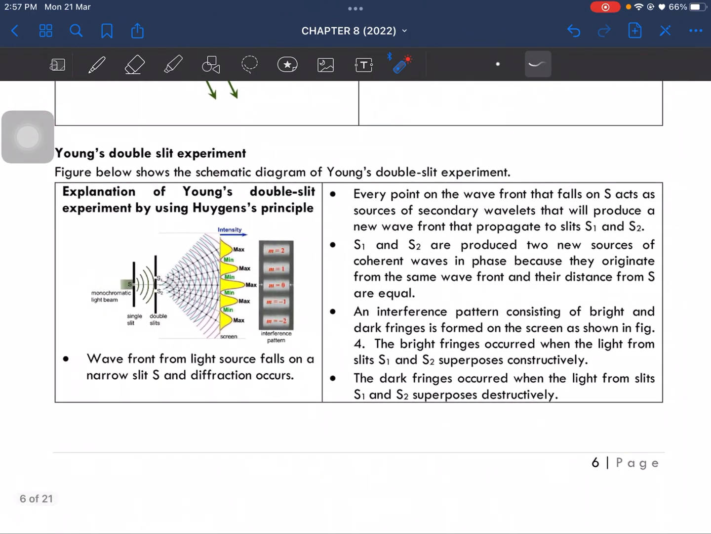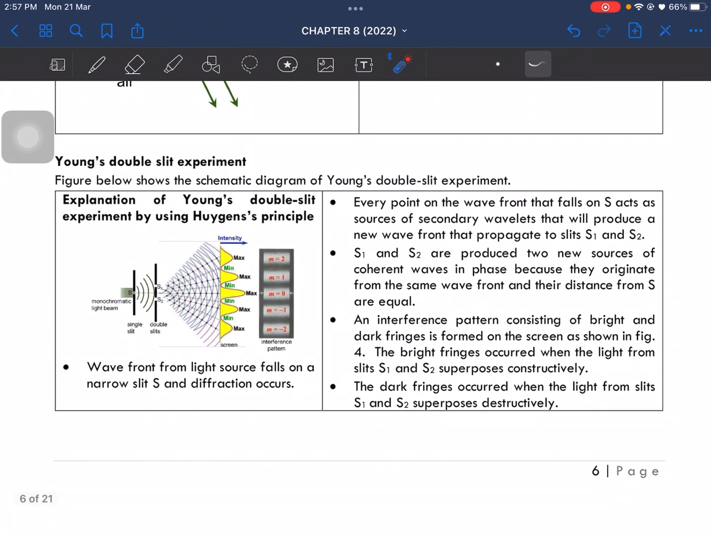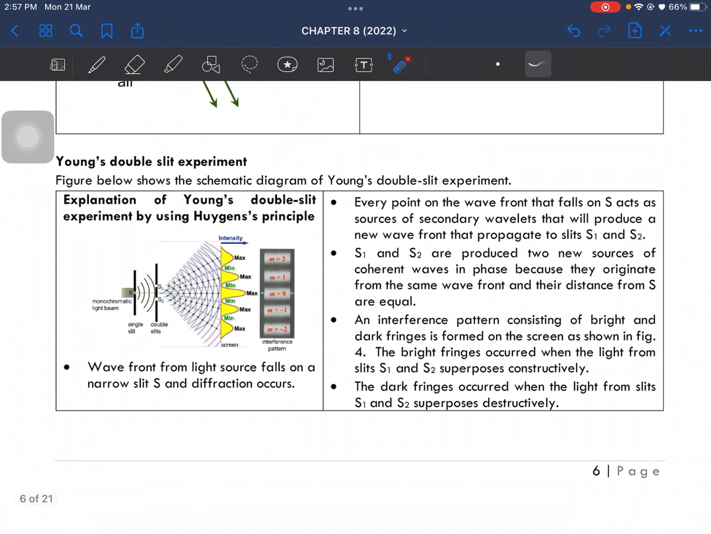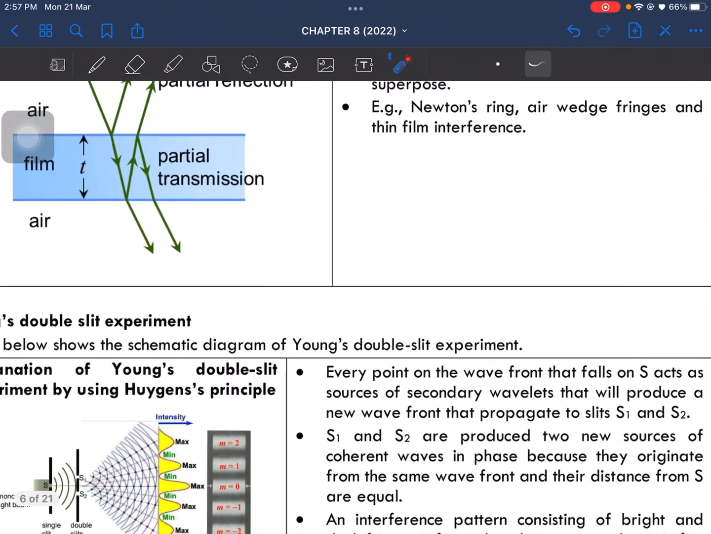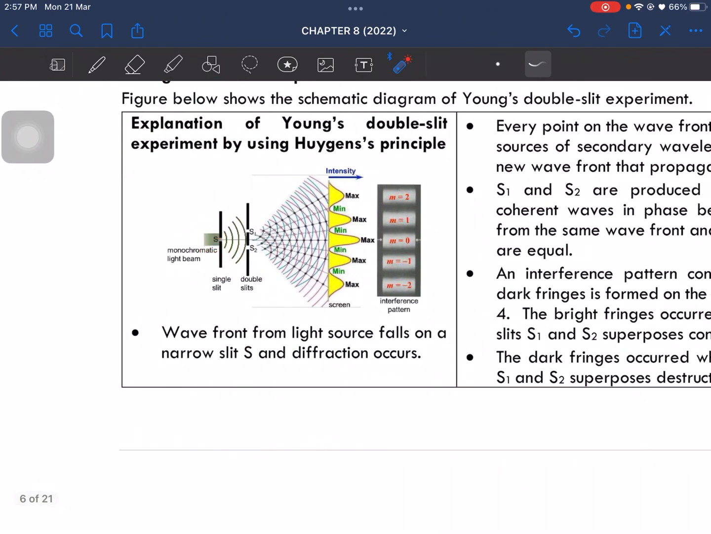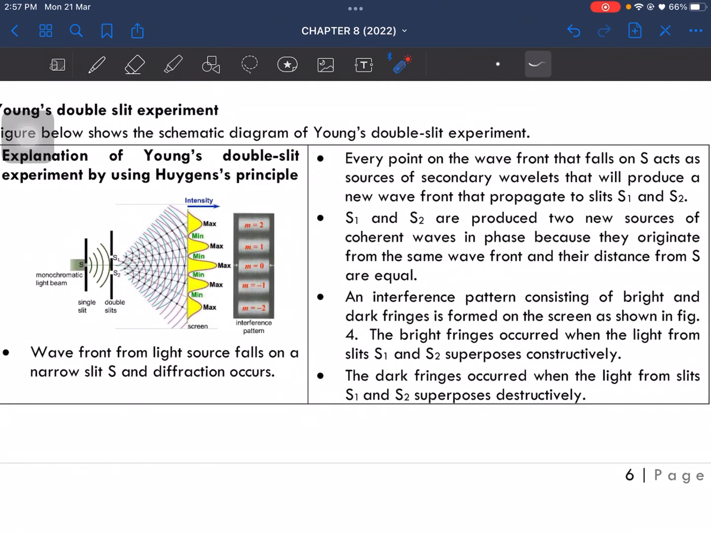If you took physics, you will remember this experiment, which is Young's double slit experiment. We can see that the wavefront from this light source falls on a narrow slit S, which is the single slit, and then goes through a double slit where we have S1 and S2. This is our source number 1, and this is our source number 2. They are coherent because they originate from the same wave and their distances are equal.